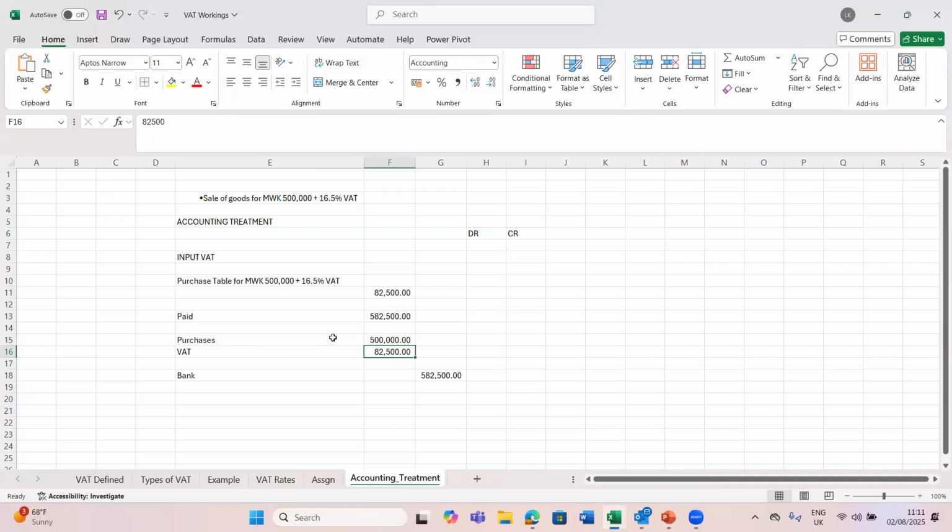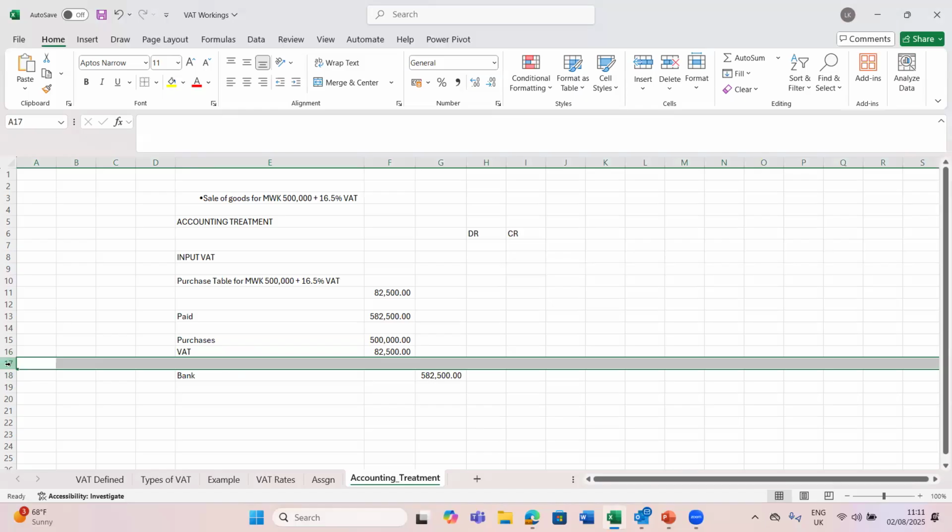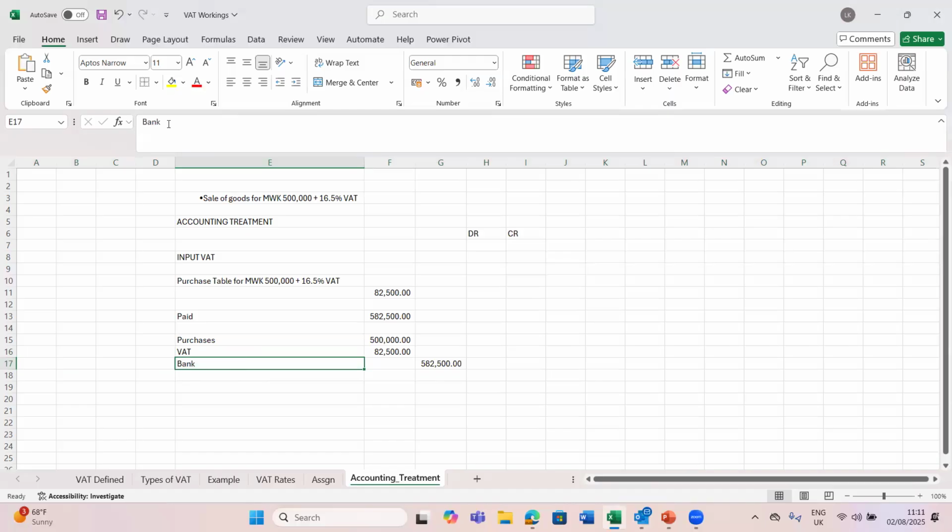So for purchases or for input VAT, you debit purchases and also debit VAT. And then the credit goes to bank, if you have bought it by cash, or you credit the creditor, or nowadays we call it payables or accounts payable. Right. So that's the double entry for input VAT.